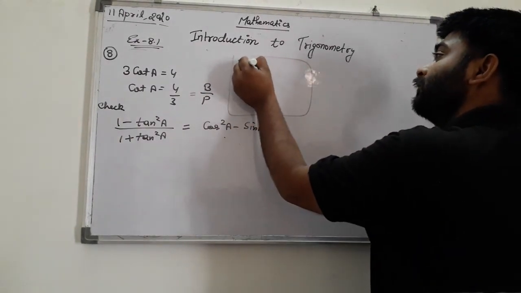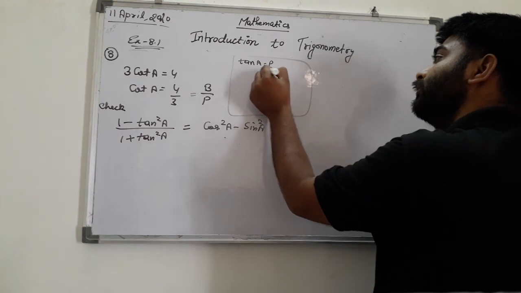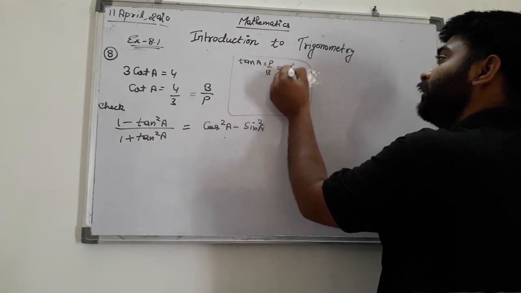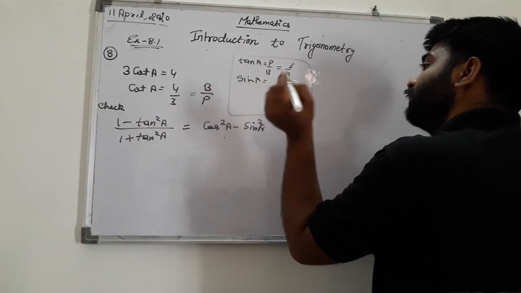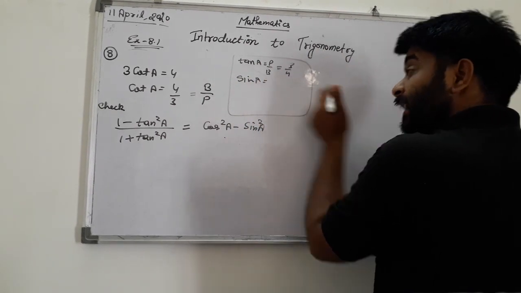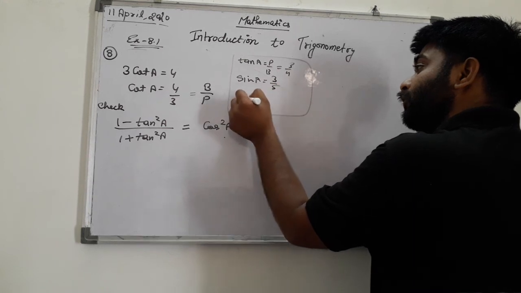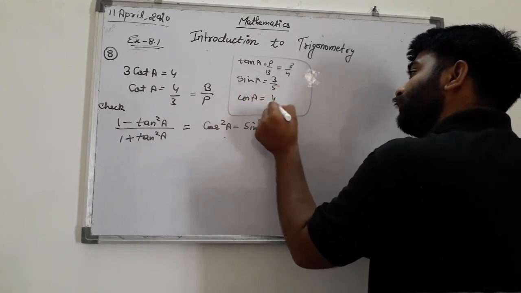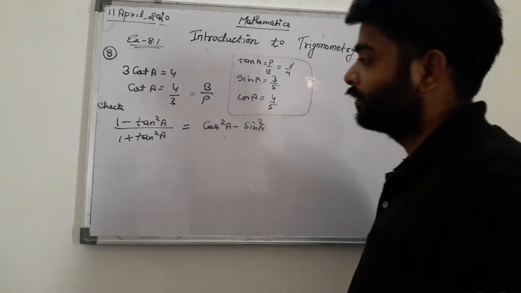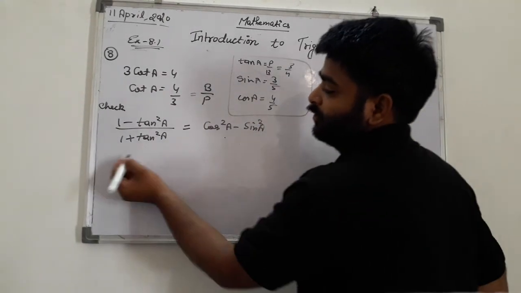What is tan? Tan A is P upon B, that is 3 upon 4. What is sine? Sine is P upon H, that is 3 upon 5. Cos is B upon H, that is 4 upon 5. This value we have put in the given situation.